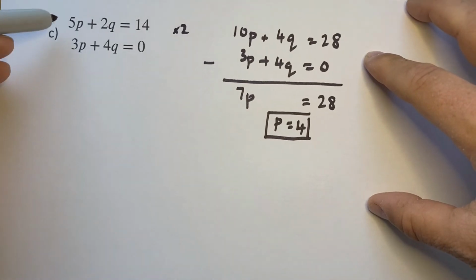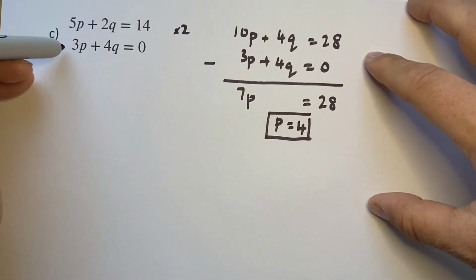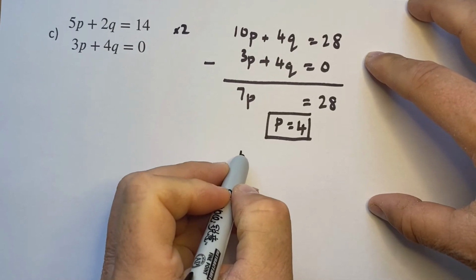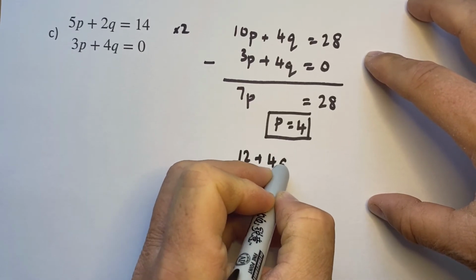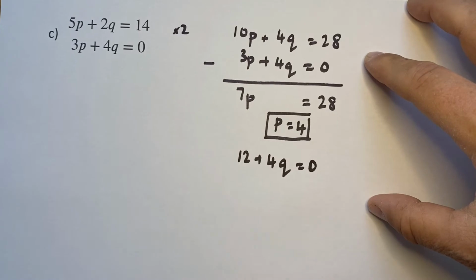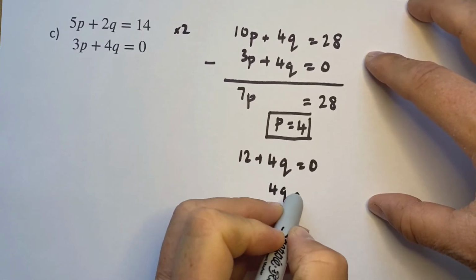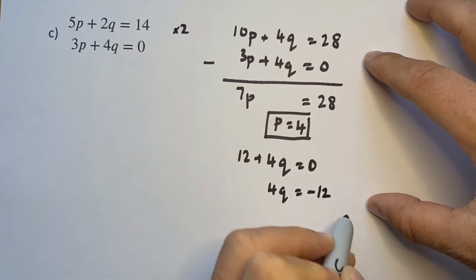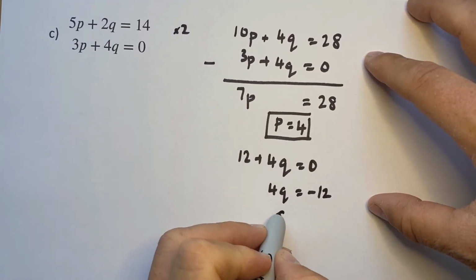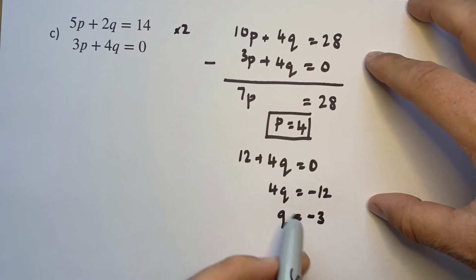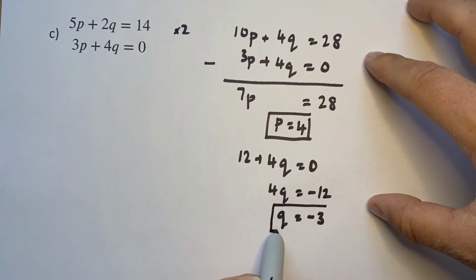It doesn't matter which one you put it into. This second one has the easier numbers. So if I put 4 into there, 3 4s, 12, plus 4q equals nothing. If I move the 12 across, it becomes a minus 12. And since there's nothing there already, it's minus 12. Now 4 goes into 12 3 times, but it's minus 3 times for this question. That's our answer.